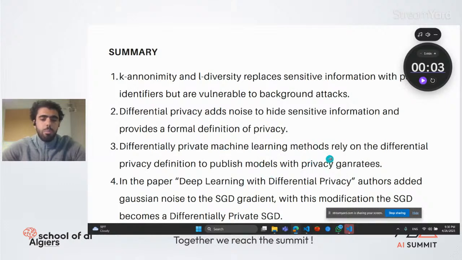Differentially private machine learning methods rely on this definition of privacy to publish models with privacy guarantees. And in the paper Deep Learning with Differential Privacy, the authors added Gaussian noise to the SGD gradient. With this modification, stochastic gradient descent becomes differentially private stochastic gradient descent. So this was the summary of what we covered during this presentation.